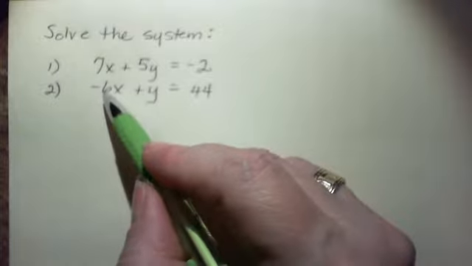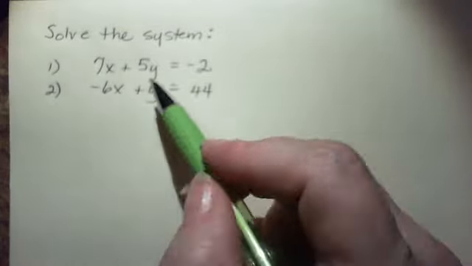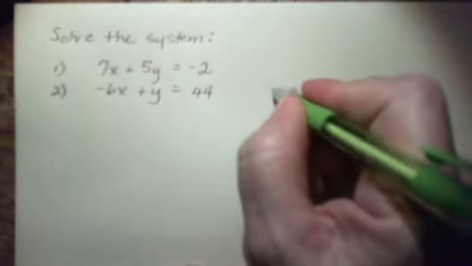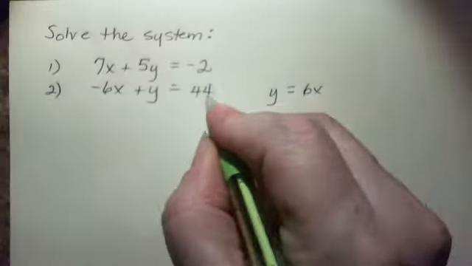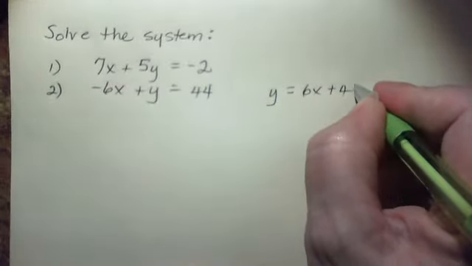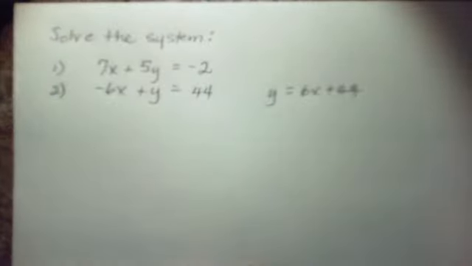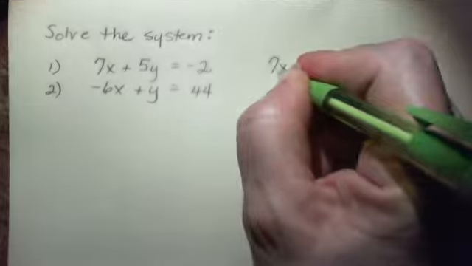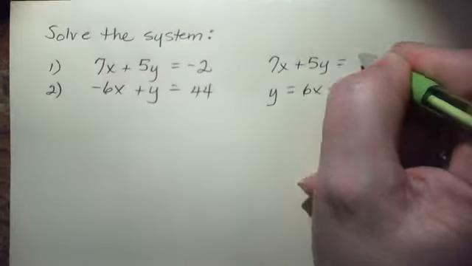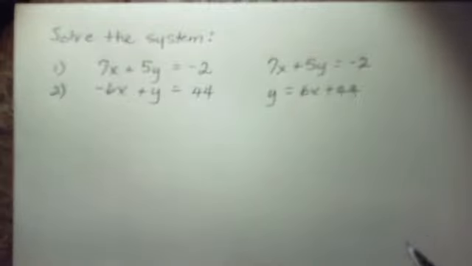So what would that take? I would need to add 6x to both sides. So rewriting equation 2 would become y is equal to positive 6x with my positive 44. Y is equal to 6x plus 44. And I'm going to write equation 1 with no change. 7x plus 5y is equal to -2.